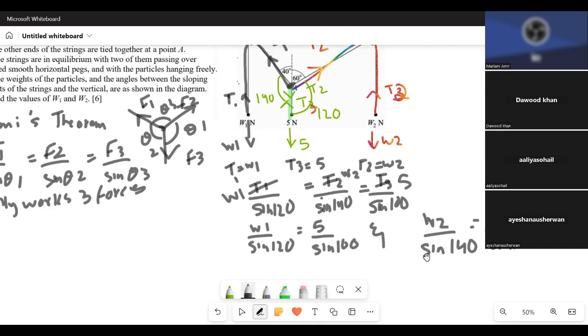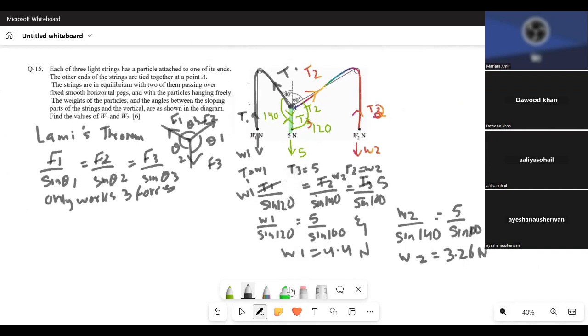Okay, when you solve this, you'll get 4.4 for W1 and 3.26 newtons for W2. Okay. So that's all from mechanics for today.